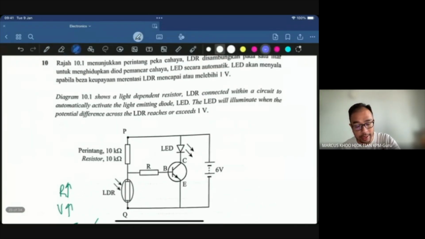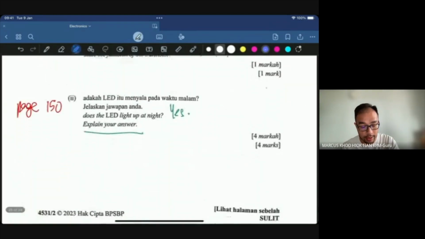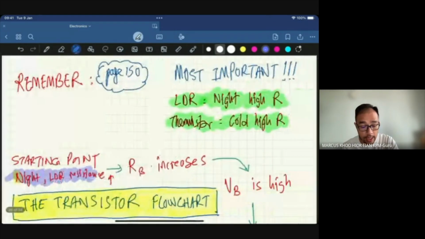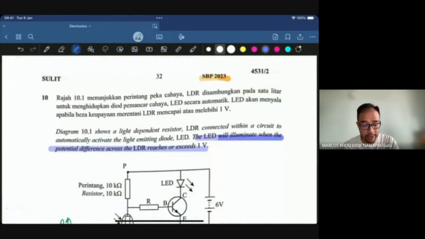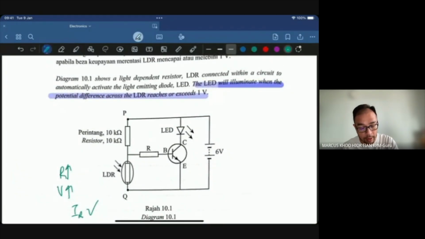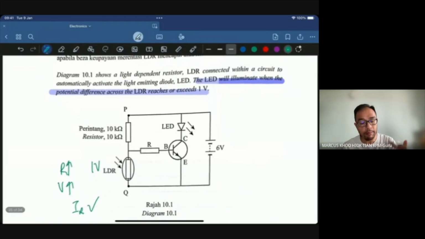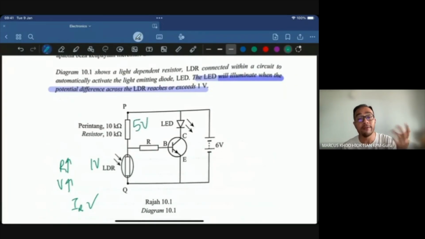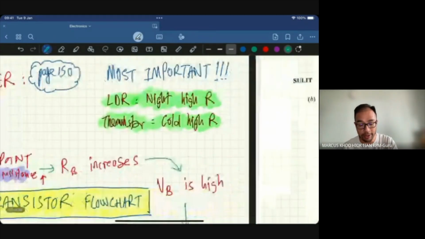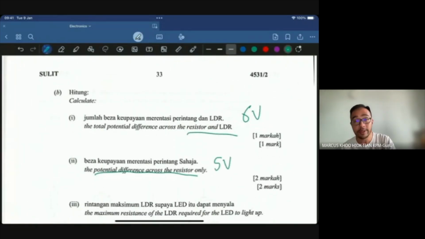The question is, the LED will illuminate when the potential difference across the LDR is a minimum of 1 volt. I guess you have to assume that it's 1 volt. So if this is 1 volt, by logic, this will be 5 volts. Really nothing to think about here. Okay, 5 volts. Why is it 2 marks? I also don't know.